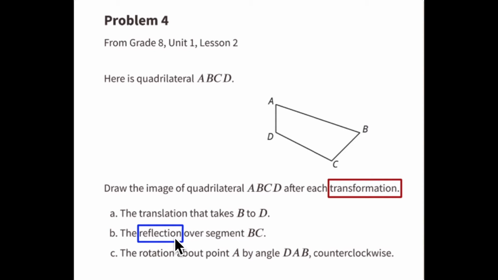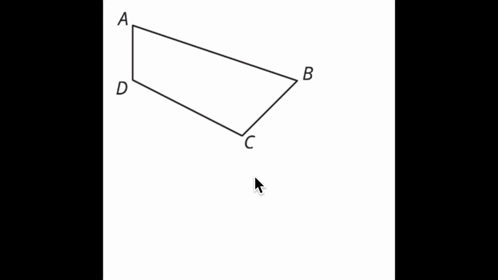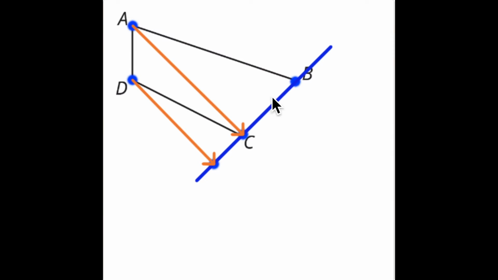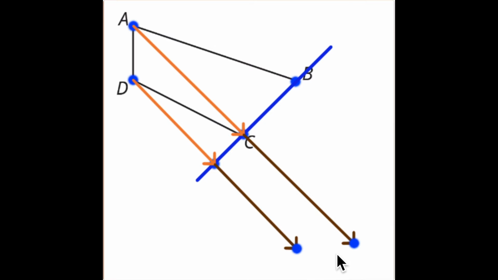The second transformation is a reflection over line segment BC. So a reflection over this line segment, or this side right here, BC. Because the transformation is a reflection over BC, it means that points B and C are going to stay in the same position. But what's going to move are points A and D, and they are going to move perpendicular to the line of reflection. That means they're going to form a 90-degree angle with the line of reflection and move an equal distance on the other side of the line of reflection.